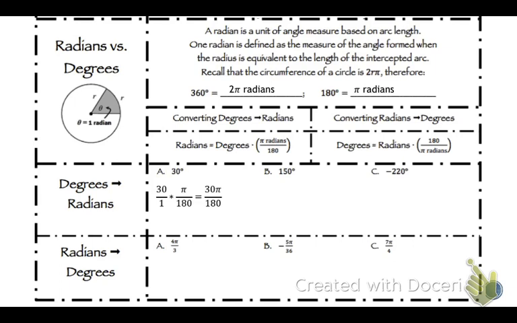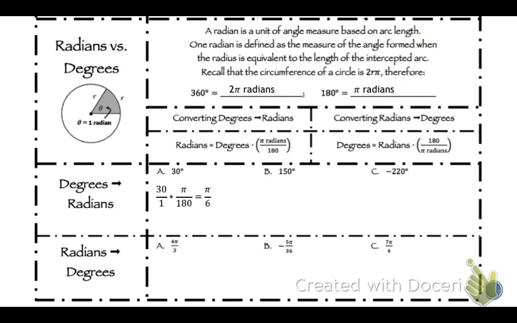Multiply straight across. So that's 30 pi over 180. Sorry, struggling. 10 goes into both of those, so that becomes 3 pi over 18. And then 3 goes into 3 once, 3 goes into 18 6 times. So that reduces to pi over 6.